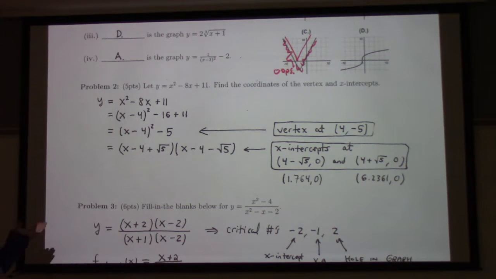And by the way, I don't have this solution posted in Canvas yet. I will post it in the early evening tonight, all right? So that's my plan.